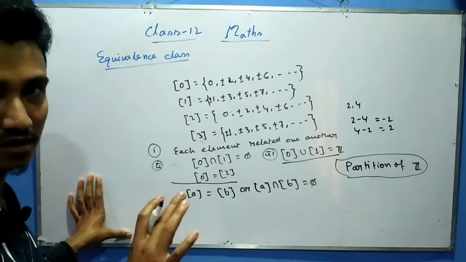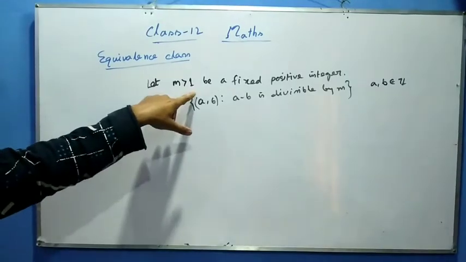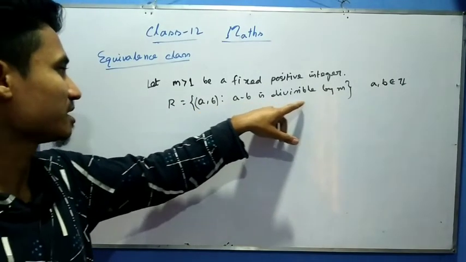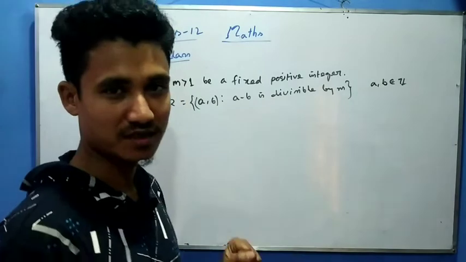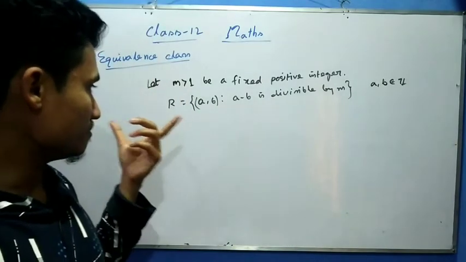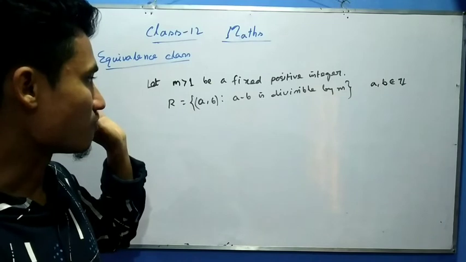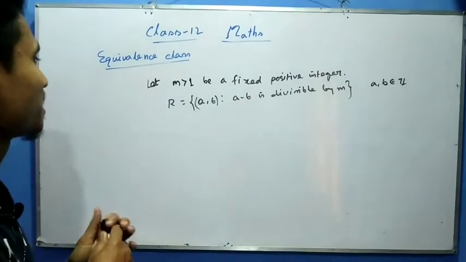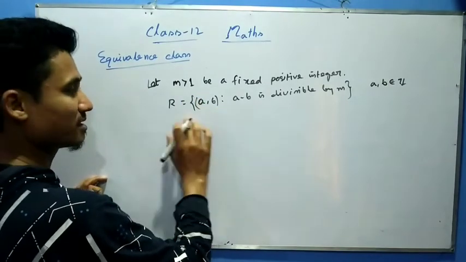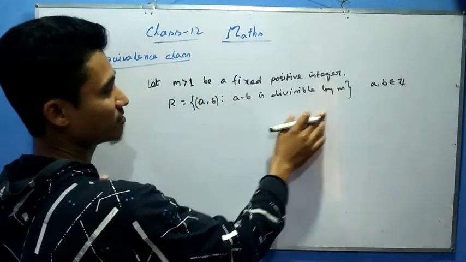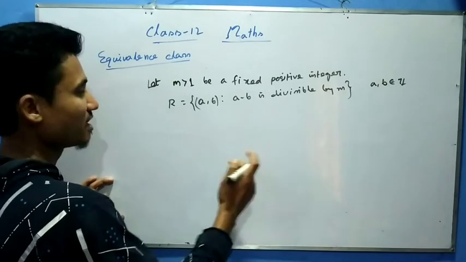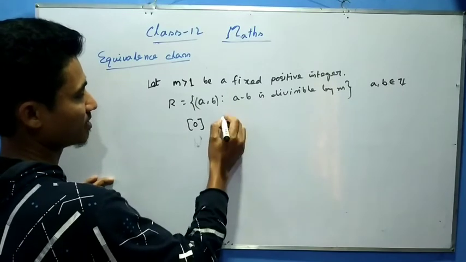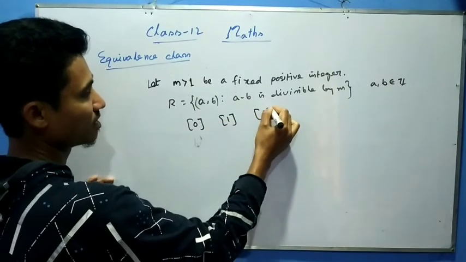Okay, understood? Next example: let m greater than 1 be a fixed positive integer, and R equal to the set of (a, b) such that a minus b is divisible by m, where a, b belong to Z. This is the standard example of what we have discussed. You check whether this is an equivalence relation or not.